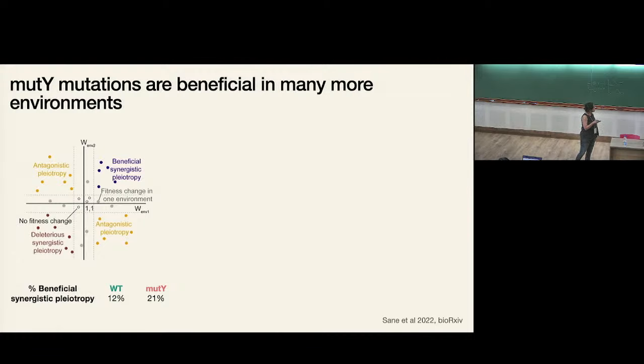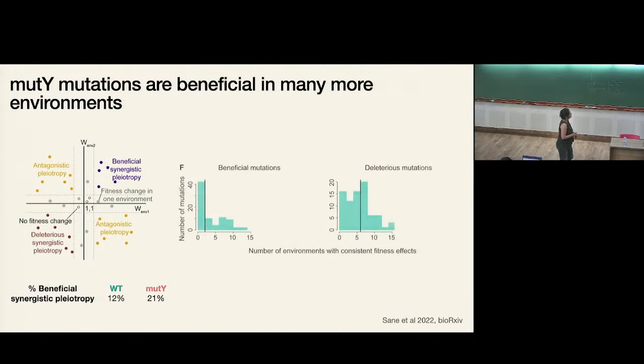And again, the MUT-Y strain has many more of these. 12% of all mutations that we observe are beneficial in two environments, in pairs of environments. And that fraction is much lower for the wild type. So there are effects beyond just that one DFE that I showed you. What's also interesting is the number of environments in which we see consistent fitness effects.